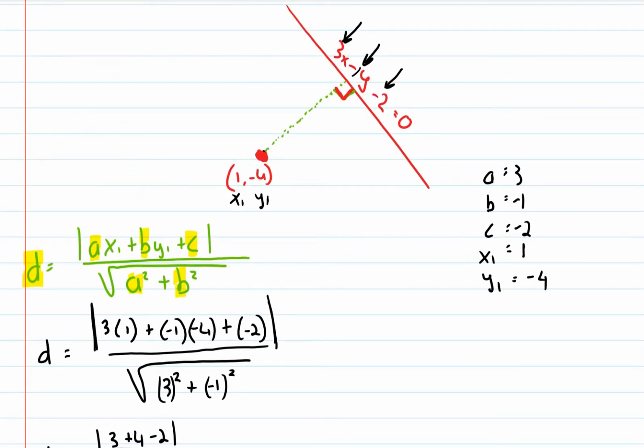So the distance from here to here is 1.58.